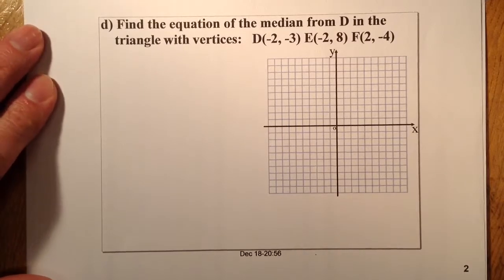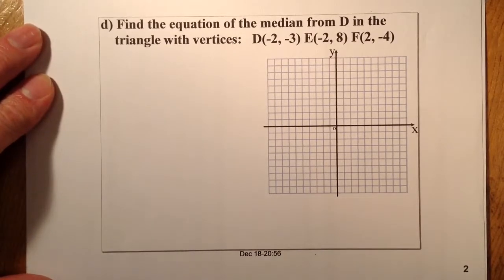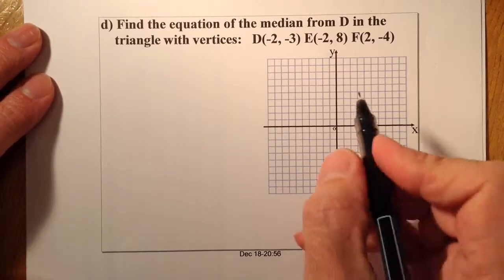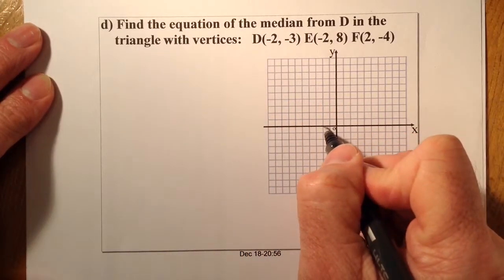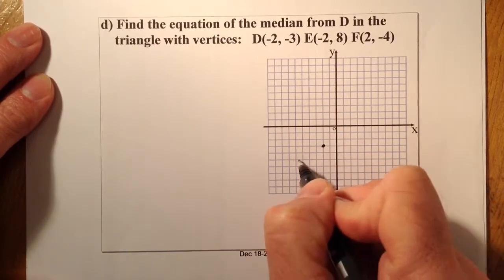Right, same again, let's go ahead. You can freeze the video and try the question yourself. Here we go with the solution. So D is (-2, -3), so that's going to be D.